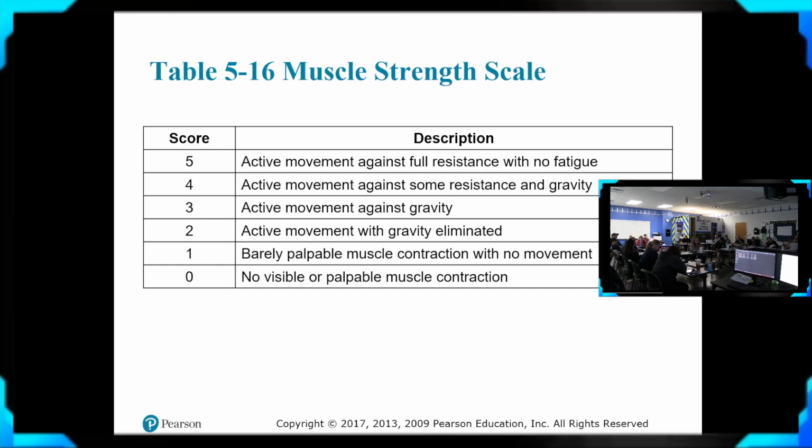Grade muscle, 0 to 5. 5 being active movement, 0 being none, and then filled in between.